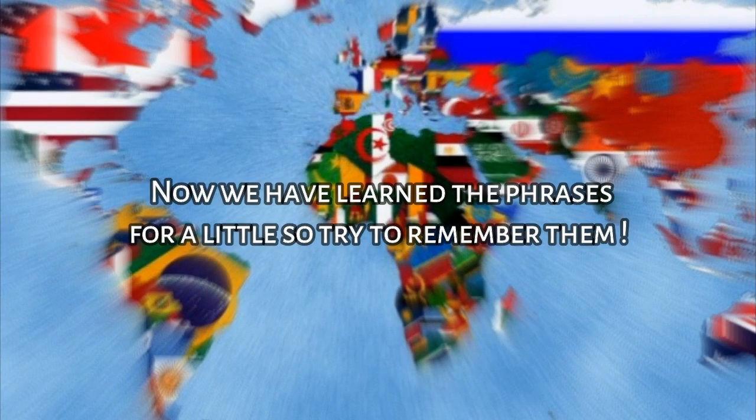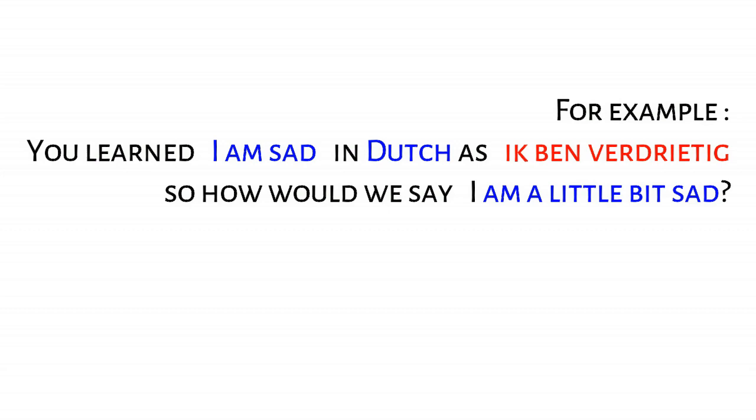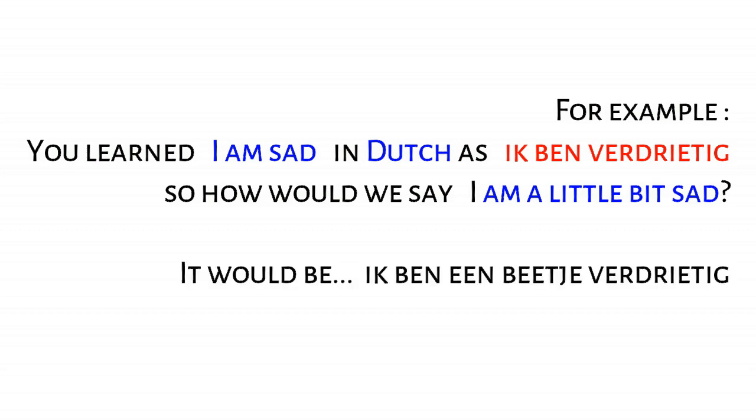Now we have learned the phrases for a little, so try to remember them. Tip: it's a lot easier to remember phrases in foreign languages if you remember a sentence, not just a word. So if you can remember I speak just a little bit of Dutch in Dutch, then later you learn to make new phrases. For example, you learned I am sad in Dutch as Ik ben verdrietig. So how would we say I am a little bit sad? It would be Ik ben een klein beetje verdrietig. Great job.